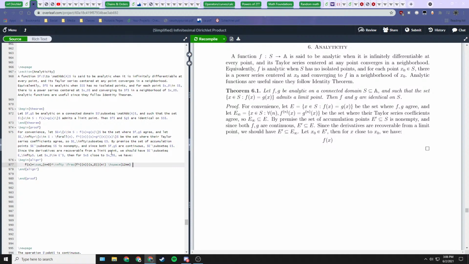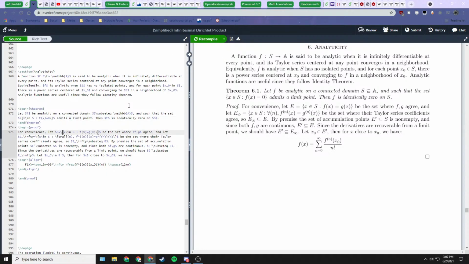Maybe we could be a little clearer. I think instead of considering two functions, we can just consider one function. Instead of considering the set of points where they're equal, we can consider the set of points where f is 0. So f is analytic on this domain S such that if the set where f is 0 has a limit point, then f is identically 0 on S. That'll make it a little easier. We can add the full version as a corollary.